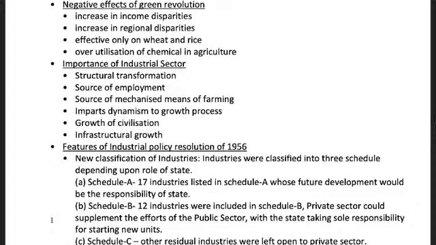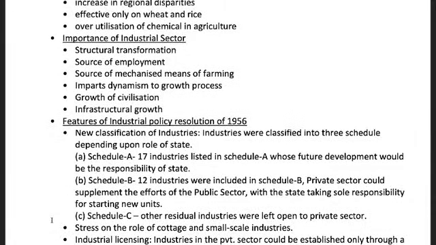Features of the Industrial Policy Resolution of 1956. New classification of industries. Industries were classified into 3 schedules depending upon the role of the state. Schedule A: 17 industries listed in Schedule A, whose future development would be the responsibility of the state.